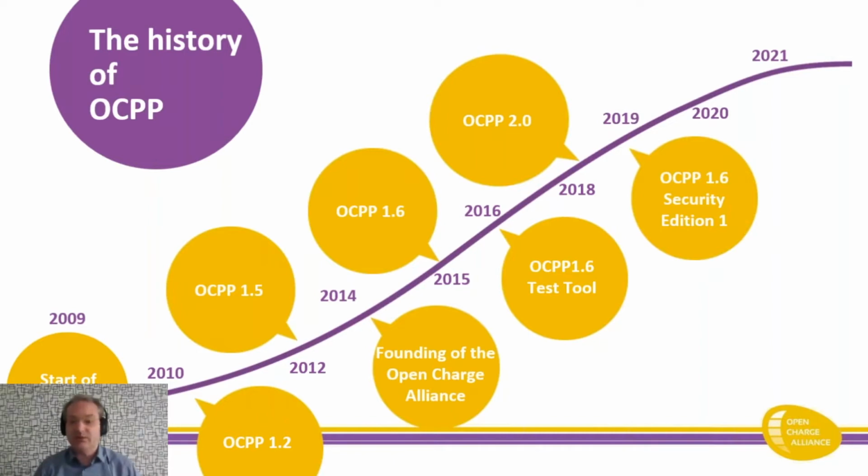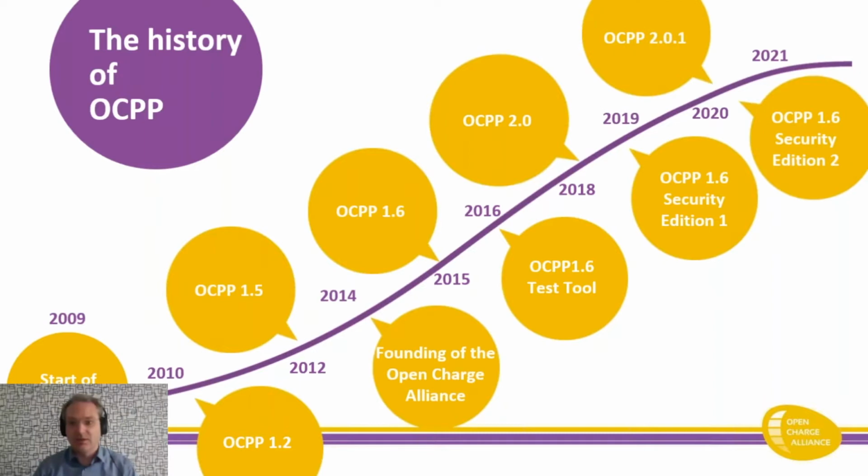And this year, end of March, we released OCPP 2.0.1, which is a maintenance release. And we also had some minor changes to the security, which we also included in the OCPP 1.6 Security White Paper, which resulted in the Security White Paper Edition 2. So I will mainly focus on the Edition 2 today. As I said, I will also have a short look at the differences between the previous edition.